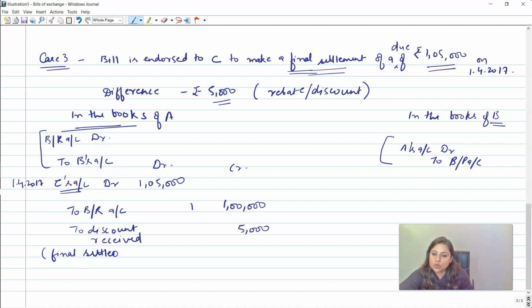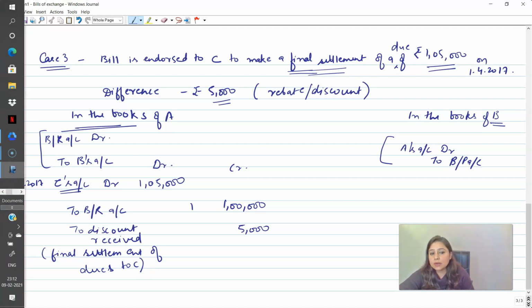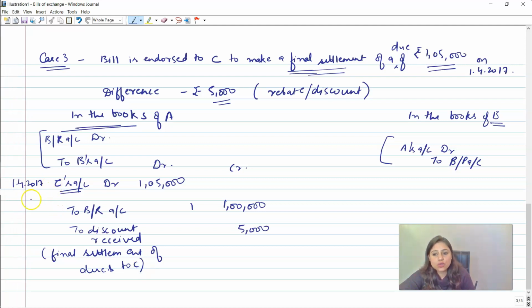So final settlement of dues to C. And now again, such entry is not going to be a part of the books of the drawee, because Mr. C is the creditor of A and has no connection with B. So the only entry that would be further passed in the books of B would be on date of maturity.